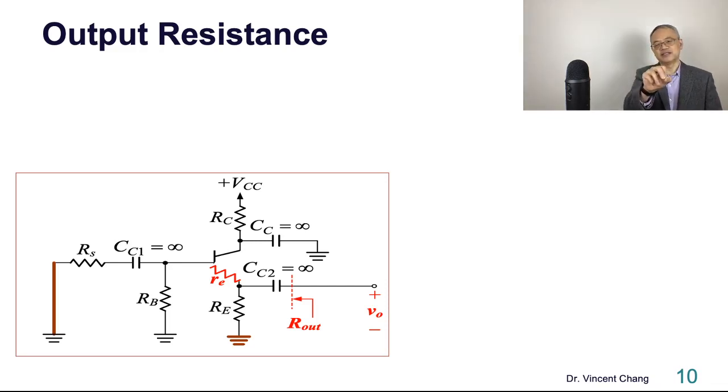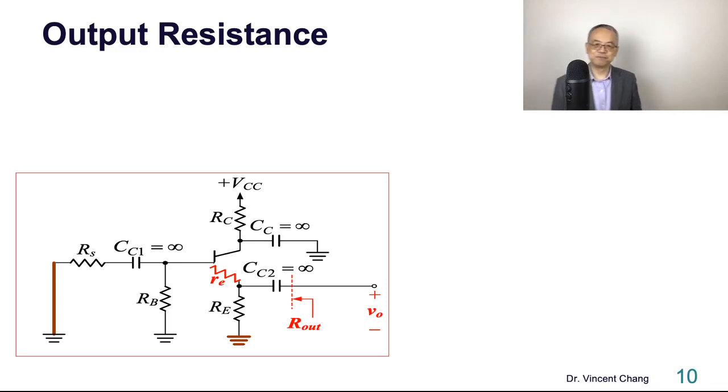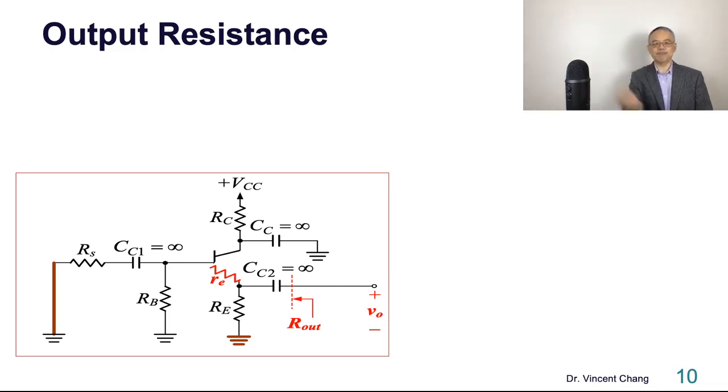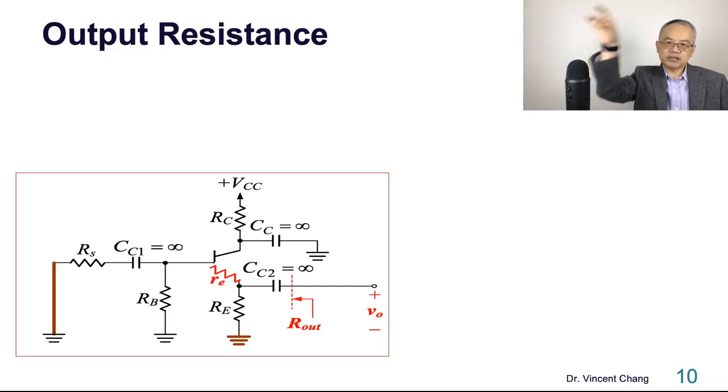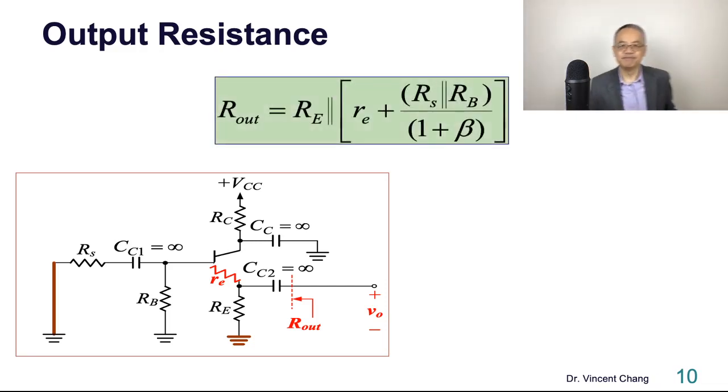So tell me, what's the answer? What do you see? You see parallel, series, and parallel, right? RS, RB, RE, and capital RE. Parallel, series, and parallel.